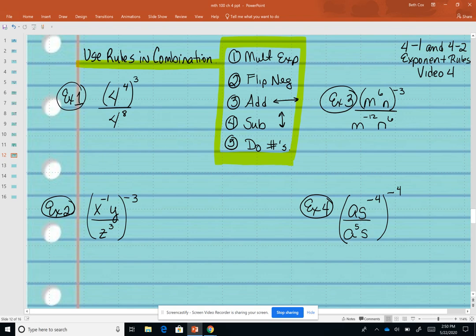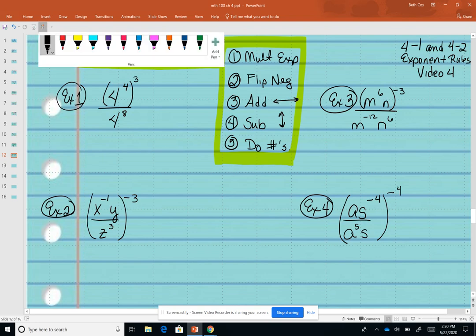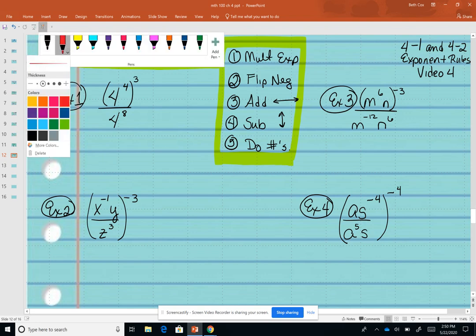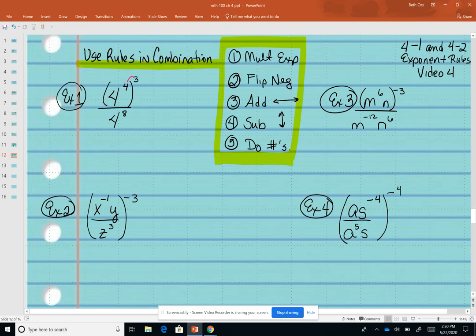Okay, so the first problem we're going to do, we're going to look at and see if we need to remove the parentheses by multiplying. And so I can see right there, I can do that multiplication. And so this is going to be 4 to the 12th over 4 to the 8th. So that was rule number 1.